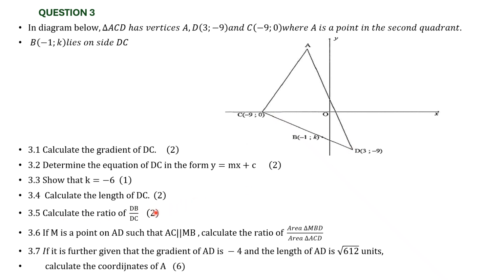Ratio of dB over DC. So there we should be able to find the value of dB in relation to the value of DC, and then just put them over each other. If M is a point on AD such that AC is parallel to MB, so somewhere there's a point there that would cause us to have a parallel line to that one, calculate the ratio of area triangle MBD over area triangle ACD. 3.7, it's further given that the gradient of AD is -4 and the length of AD is square root 612 units. Calculate the coordinates of A.